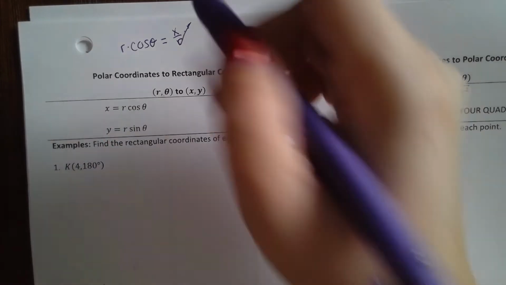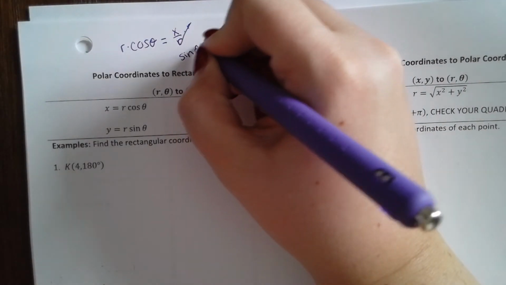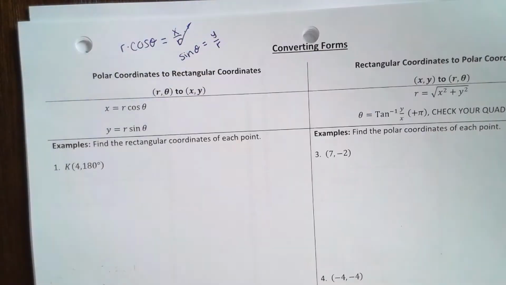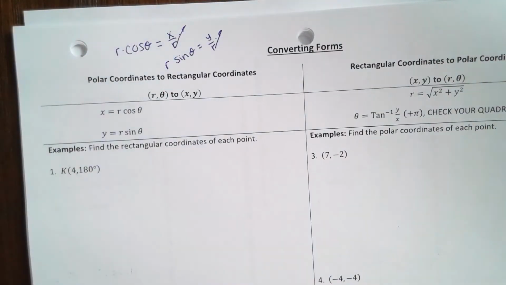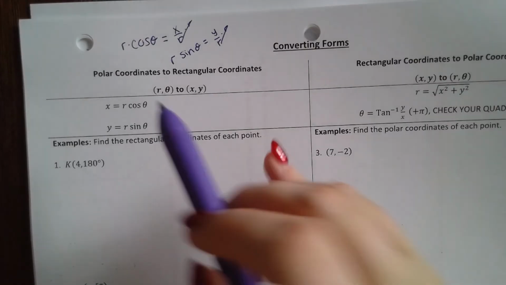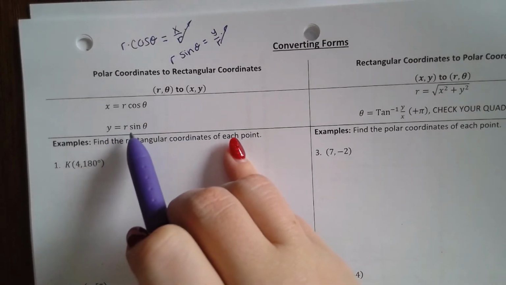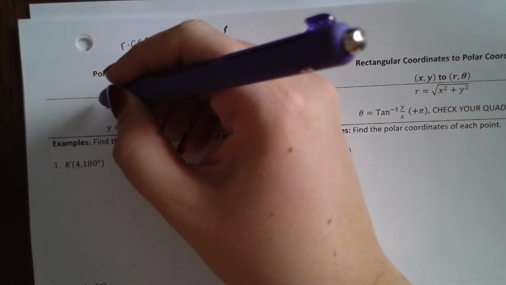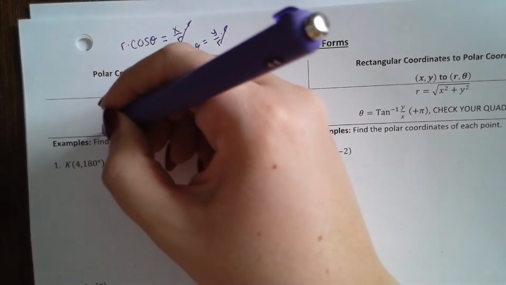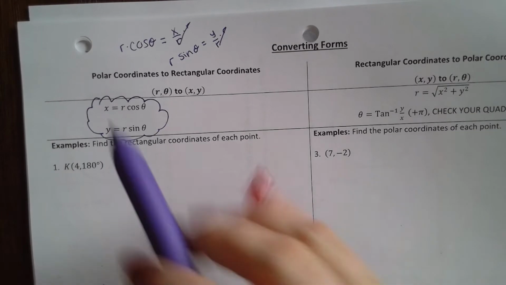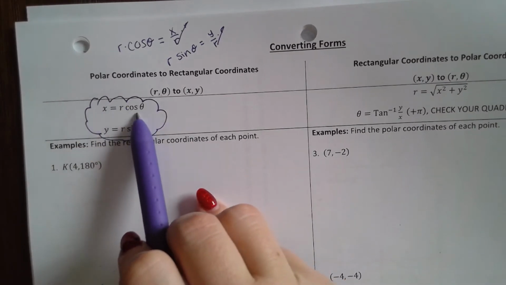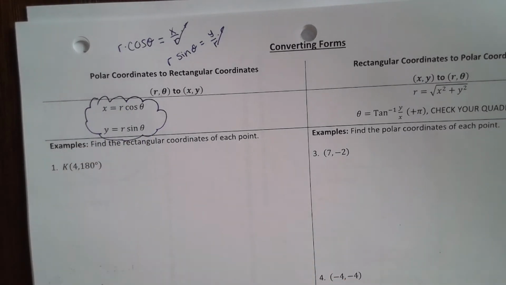And then the same thing goes with sine. We learned at the beginning of the year that sine is equal to y over r. So if I wanted to get y by itself, I would multiply by r on each side, and I get the formula y equals r sine of theta. Okay, so these are really important. There are formulas. Yes, you have to have them memorized. It shouldn't be that hard to memorize them. X has always gone with cosine, y has always gone with sine.